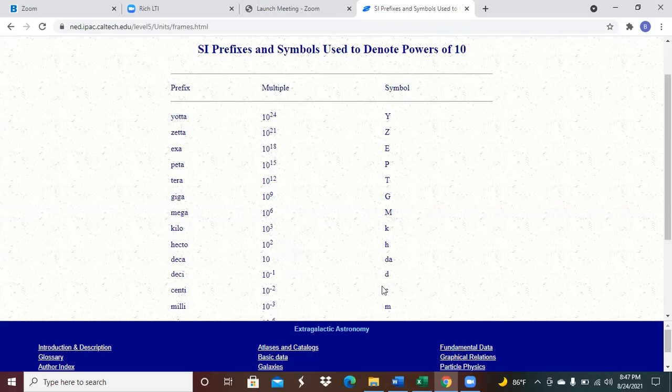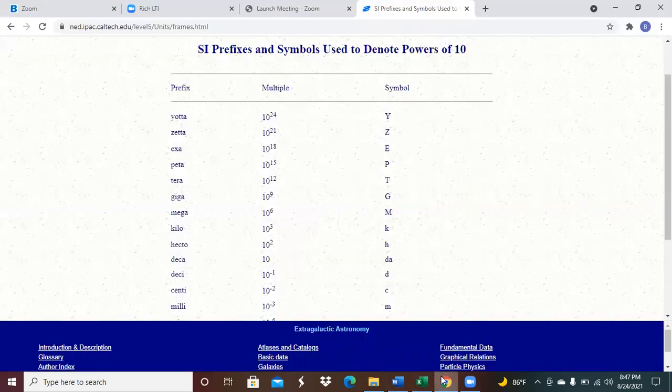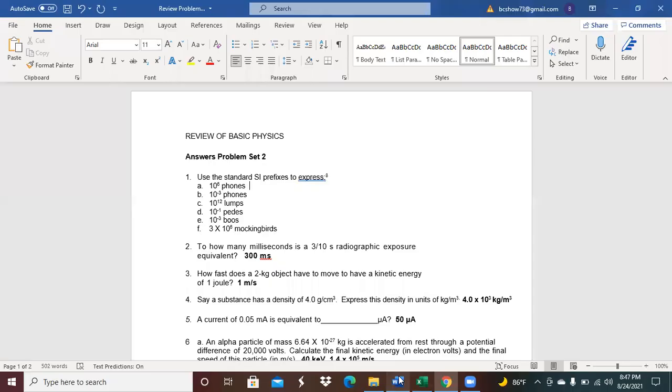So if we have 10 to the 6 phones, and we notice here that we have 10 to the 6th, that's the same as mega. So we could say we have 1 megaphone. Not something that makes it louder, but if you just focus in on the fact that we're trying to get the powers of 10 to be the same, then this is going to be 1 mega, 10 to the 6th.